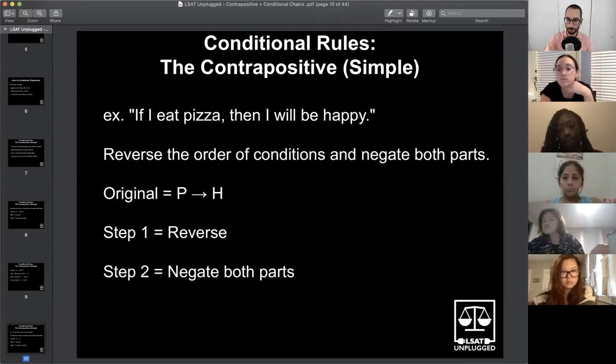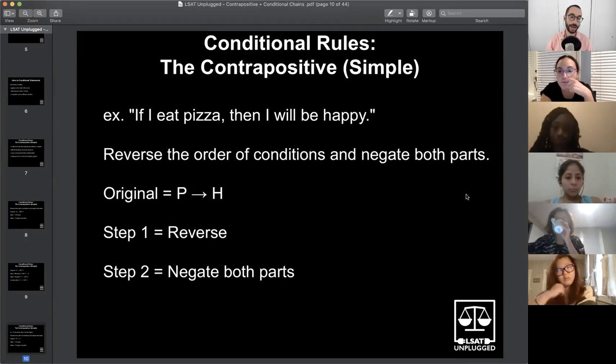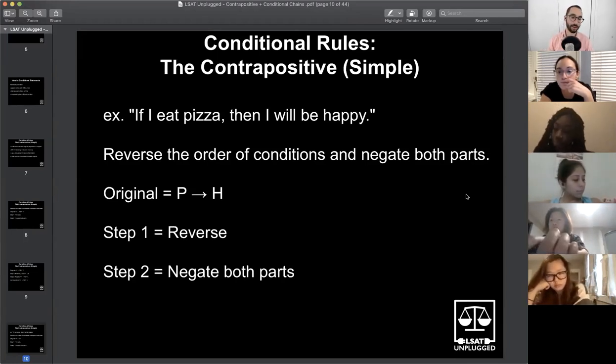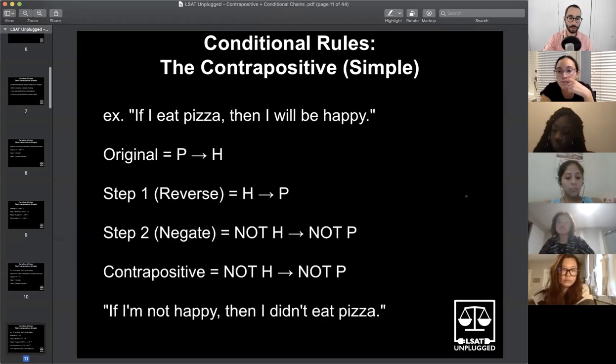Perfect. So we got some folks in the chat. We got Winnie, we got Ayana saying not H, arrow, not P. Ethan and Alyssa also got it. Perfect. Exactly. So reversing and negating, that's the process. You can negate first, then reverse if you want. Doesn't really matter. Either way it works. So here again, I'm reversing first. It was P arrow H. Now we've got H arrow P. We're not done yet. Negate them both. Not H arrow, not P. If I'm not happy, then I didn't eat pizza.